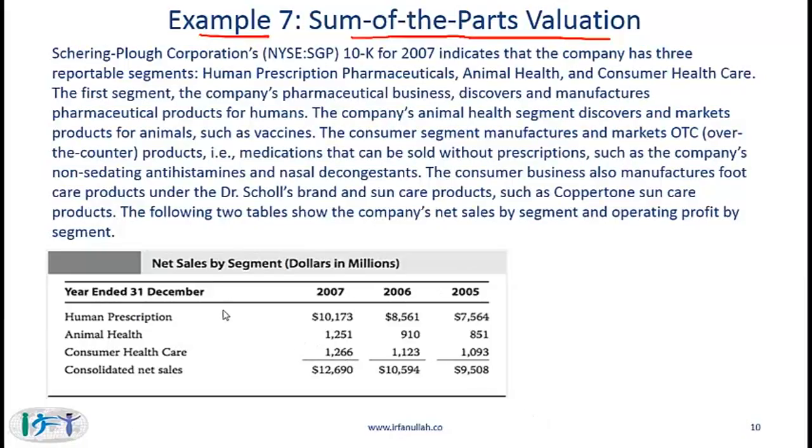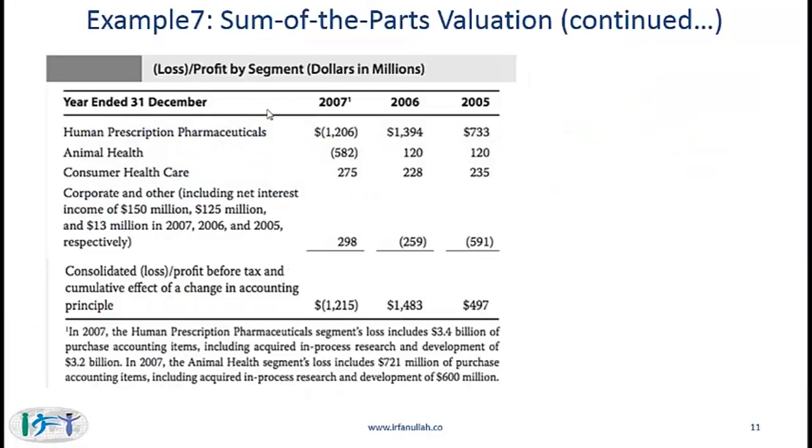So note that we are talking about Schering-Plough in 2007, and this particular company has 3 business units which are quite different from each other. So human prescription, which is quite different from animal health, which is different from consumer healthcare. Here we are shown the net sales. In the next exhibit, we are shown the net income for each of the different businesses.